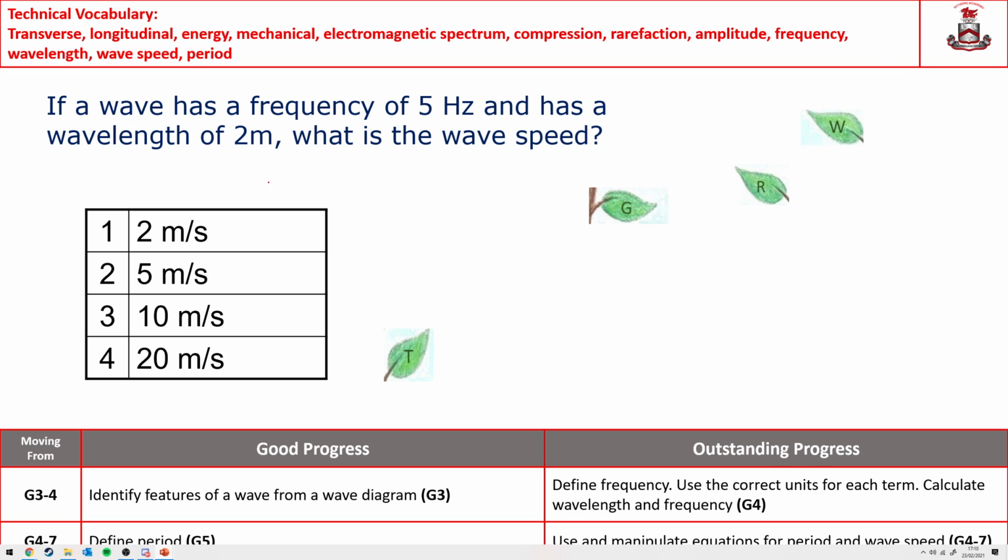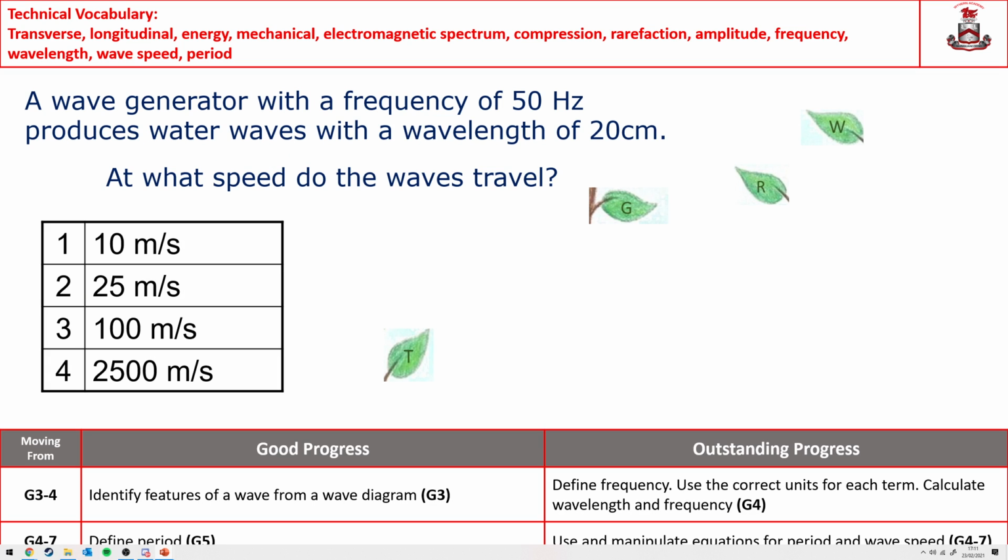And once you're ready, unpause the video. Hopefully, we're ready to go, and we wrote V equals wave speed equals frequency times wavelength. And we said, well, that is the frequency, that is the wavelength, 5 times 2, 10 meters per second. Job's a good one. Next question. Pause it, have a go, and pause when you're ready.